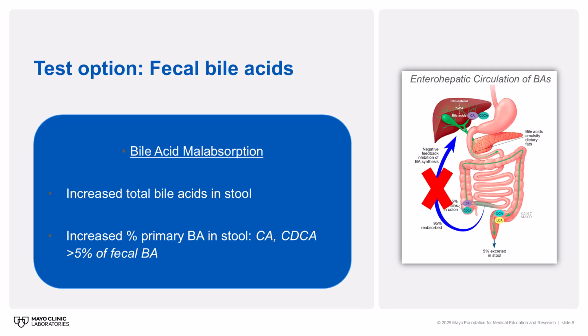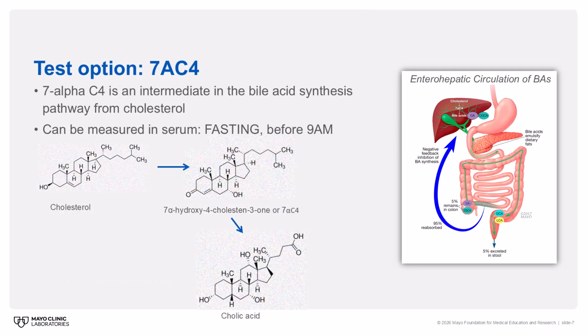When a patient is deficient in some capacity for reabsorption of the bile acids in the ileum, this can lead to a condition called bile acid malabsorption that results in increased bile acids in the stool, as well as an increased percentage of primary bile acids in the stool, an increase in the concentration or the percentage of cholic acid and chenodeoxycholic acid. In addition, the feedback inhibition from the reabsorbed bile acids is reduced in these patients who have bile acid malabsorption.